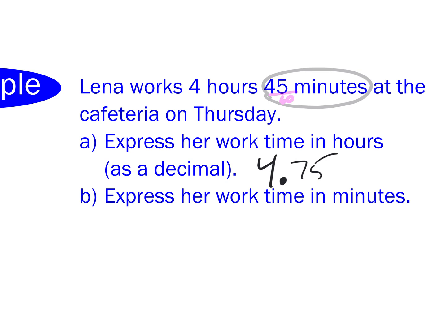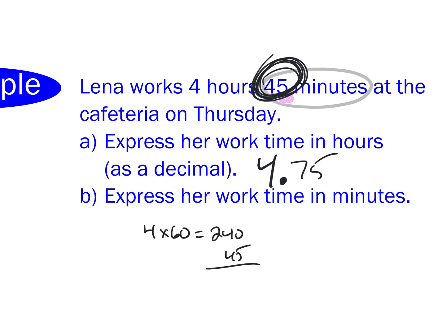Now, part B, what's her time in minutes? Okay, well, we already know we have 45 minutes. Now what we want to do is think about taking the 4 hours and turning them to minutes. So, how many minutes are in an hour? 60. So if we take 4 and multiply it by 60, how many minutes do we get? 240. But we also have this 45. So we add it on to the 240. And how many minutes do we get altogether? 285. Thank you very much.